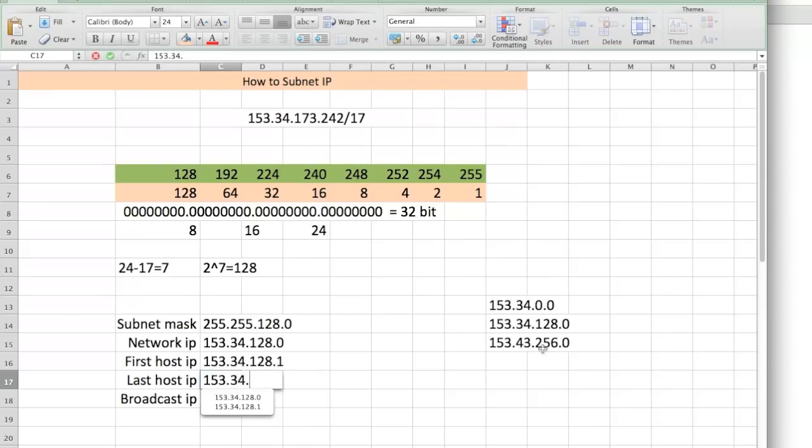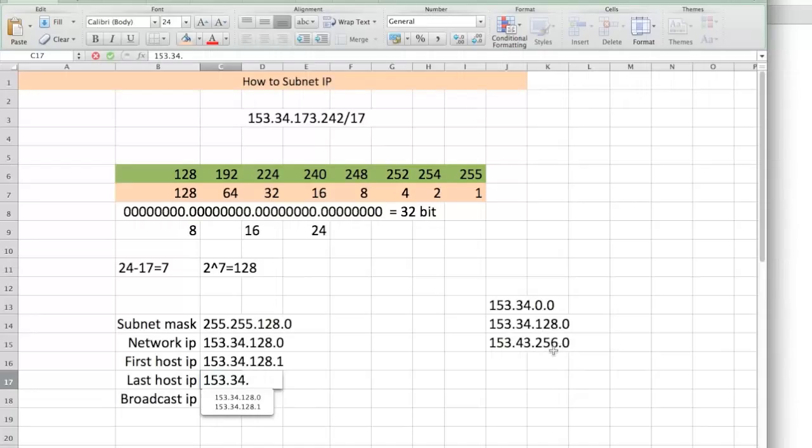Now remember, they increment by 128, so 256 is the next one. So one below 256 is 255, right? So 153.34.255.254, right? And the broadcast ID, or the broadcast IP, would be 153.34.255.255. Okay, that's the broadcast. It's simple, it's easy, and it's fun.